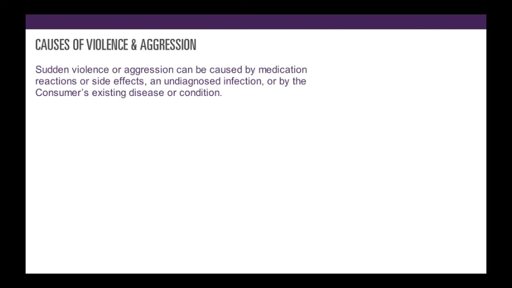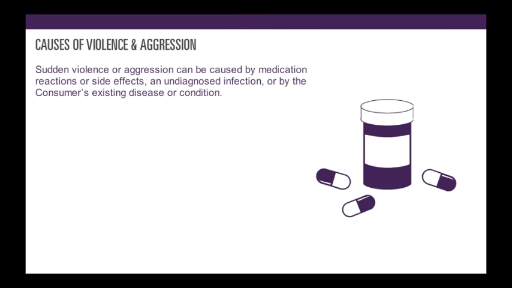Sudden violence or aggression can be caused by medication reactions or side effects, an undiagnosed infection such as a urinary tract infection, or by the consumer's existing disease or condition. Always check for a medical reason for violence and aggression first. Work with the care team to get the consumer the medical attention they need.